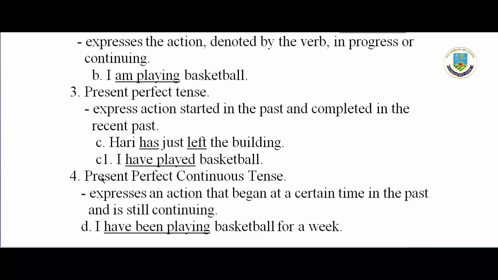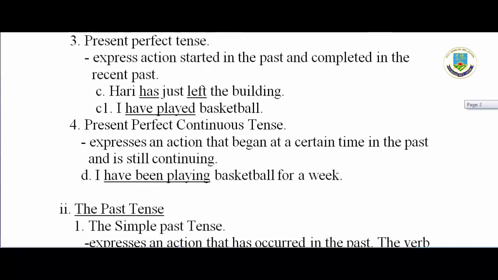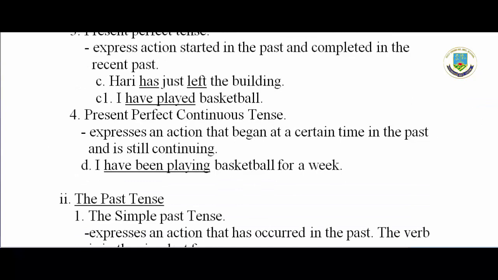The last form of the present tense is the present perfect continuous tense. What is happening with this tense? The present perfect continuous tense expresses an action denoted by the verb that began at a certain time in the past and is still continuing. Since it is continuous in nature, the action should be still continuing. The verb should have a suffix of ing added to the base form of the verb play.